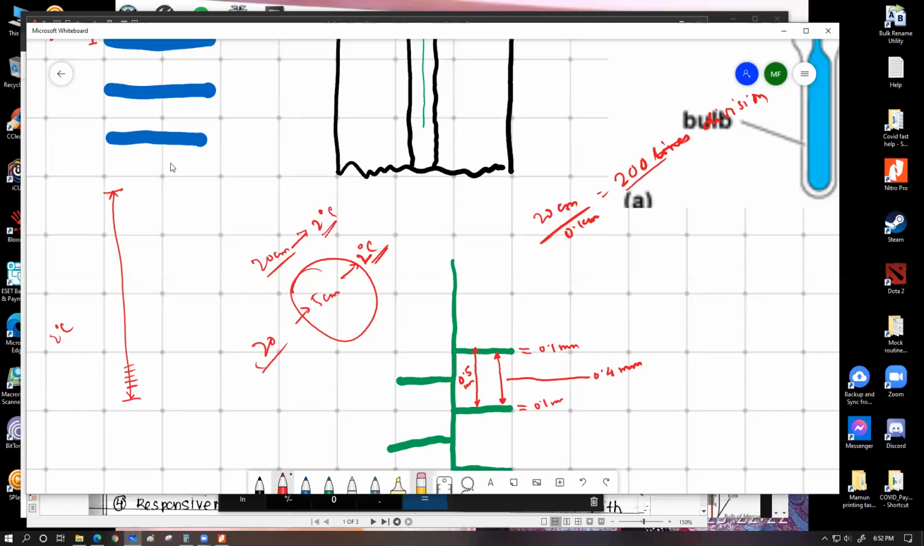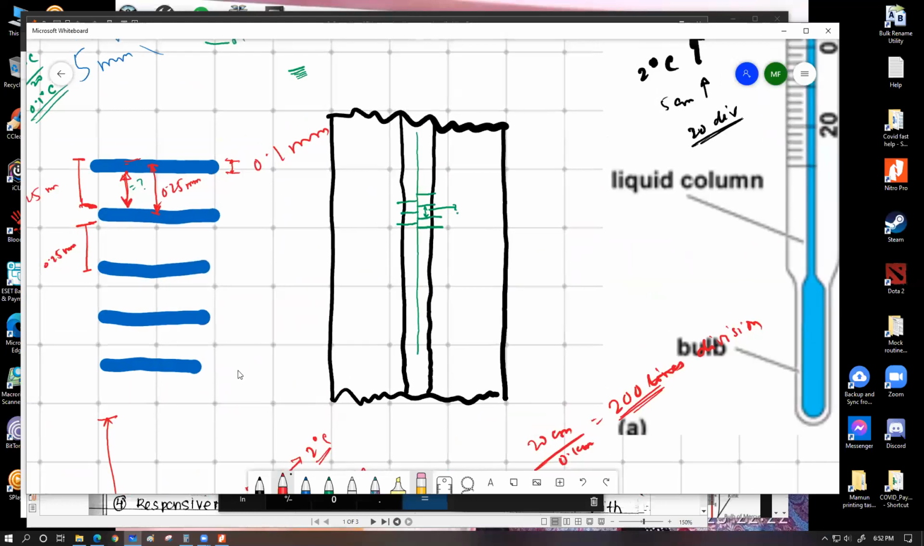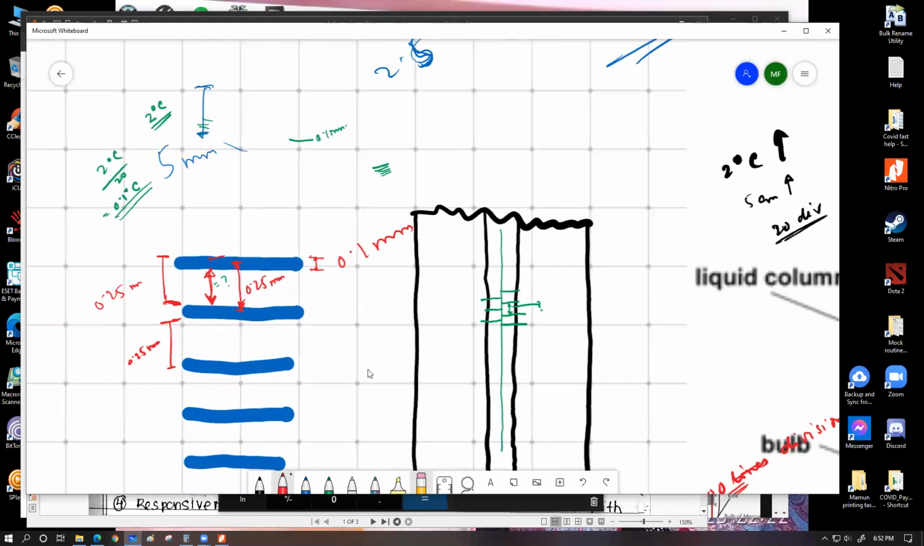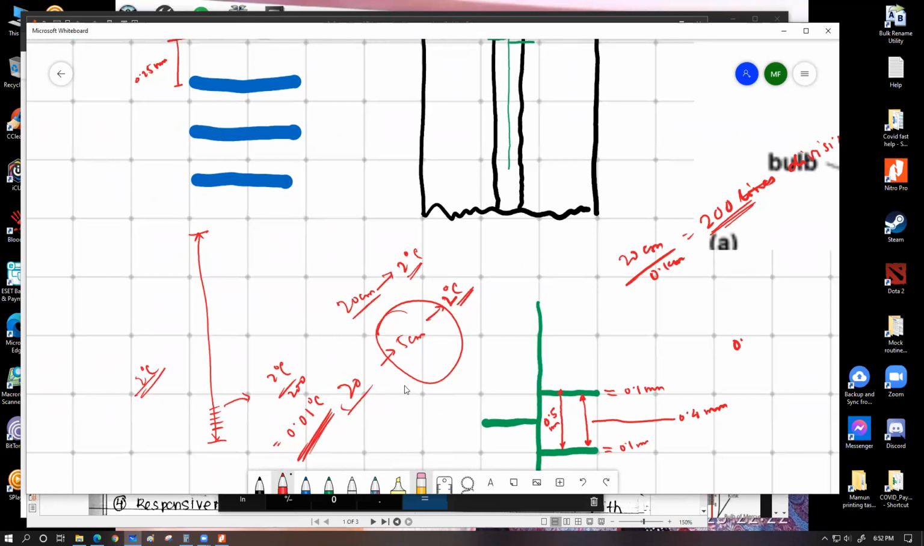So if we can make 200 divisions for 2 degrees Celsius, how much would each gap represent? 2 degrees Celsius divided by 200. How much do you get? 0.01 degrees Celsius. Isn't this a far more sensitive thermometer compared to this one? Because over here, if we divided 2 degrees Celsius into 20 divisions, each gap gave us 0.1 degrees Celsius. But if we could divide 2 degrees Celsius into 200 divisions, we get 0.01 degrees Celsius. So this can give us a smaller fraction of temperature. So this is definitely more sensitive than this.